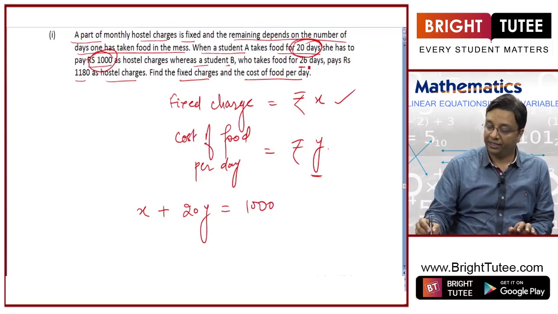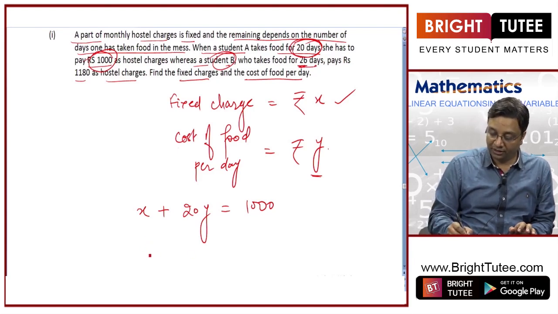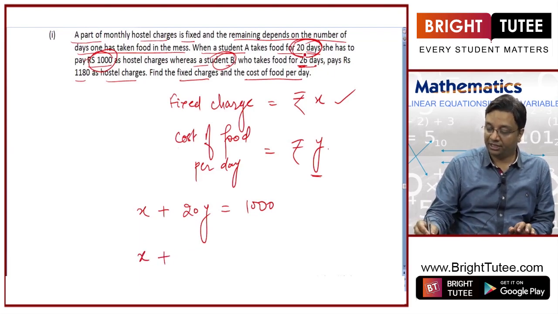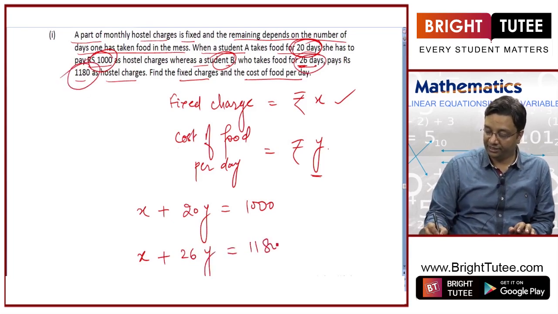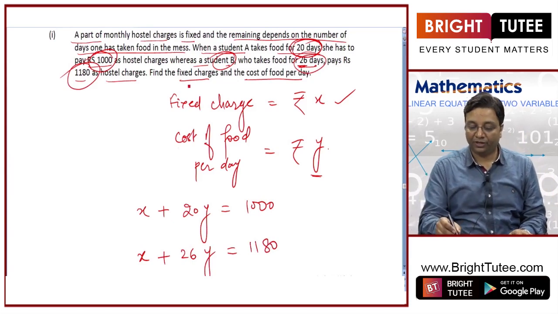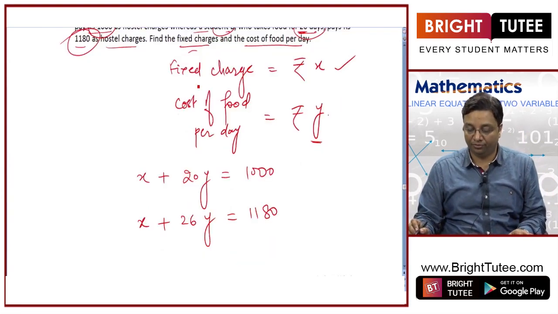Okay. In second case, student B takes food for 26 days. Anyways, she or he will pay for fixed charges, that is X rupees, and the variable charge for 26 days is 26Y and total is 1180. Okay, we need to find fixed charges and cost of food per day.